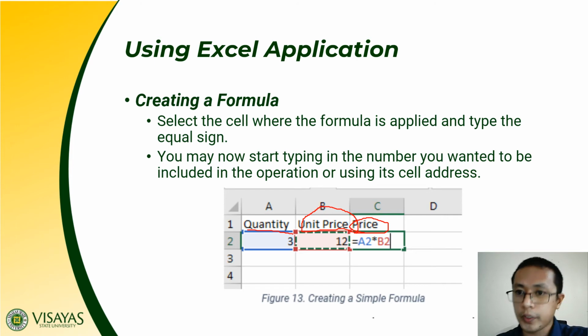So to create a formula, again, we have to type an equal sign and then refer to this cell address. This is located at column A, row number 2. That's why we have here A2. And then asterisk to perform multiplication, minus sign or dash sign for subtraction, plus sign for addition, and then slash sign for division, times B2. So B2 here reflects our unit price, column B, row number 2.